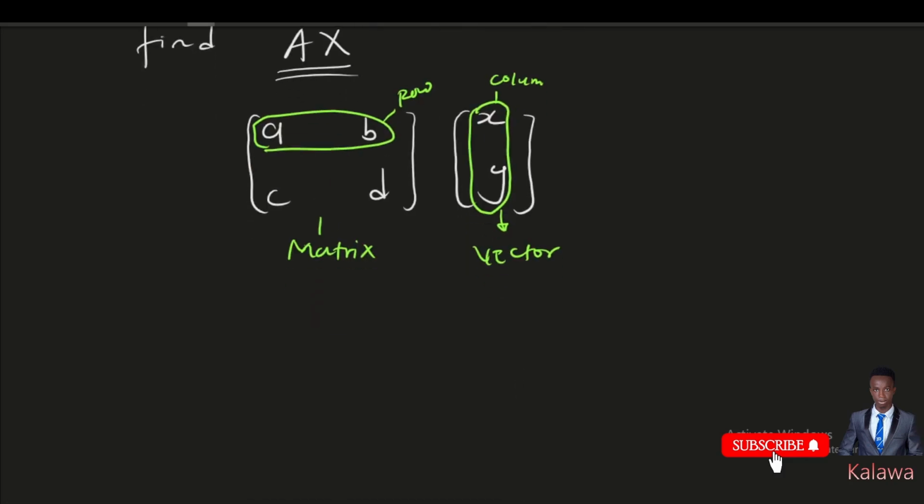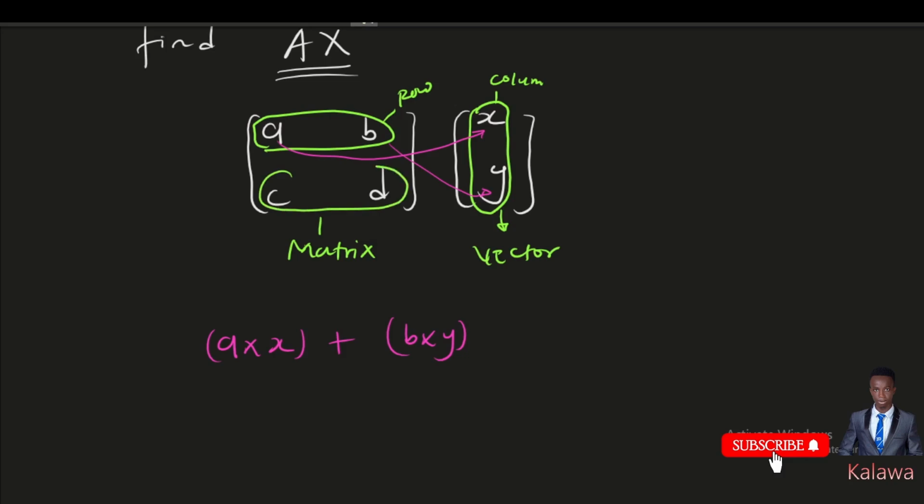We follow the same procedure. So we say A times X. We're going to multiply A by X, and then plus what? We are also going to multiply B by Y, the same procedure just like we did for the 2 by 2. So this is going to be A multiplied by X plus B multiplied by Y. So we have dealt with the first row. We go again for the second row.